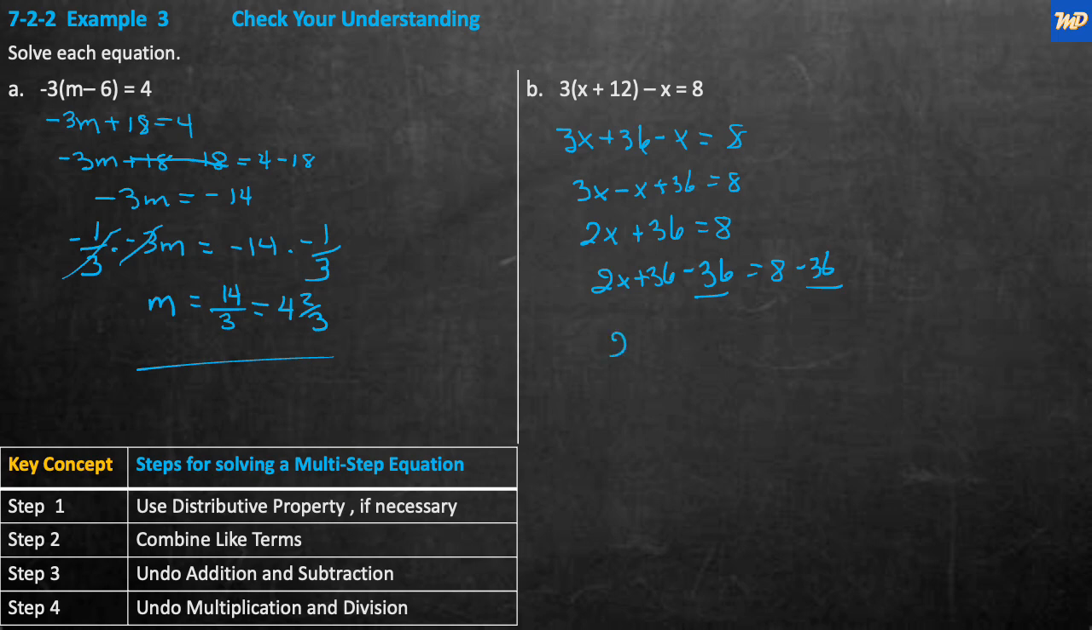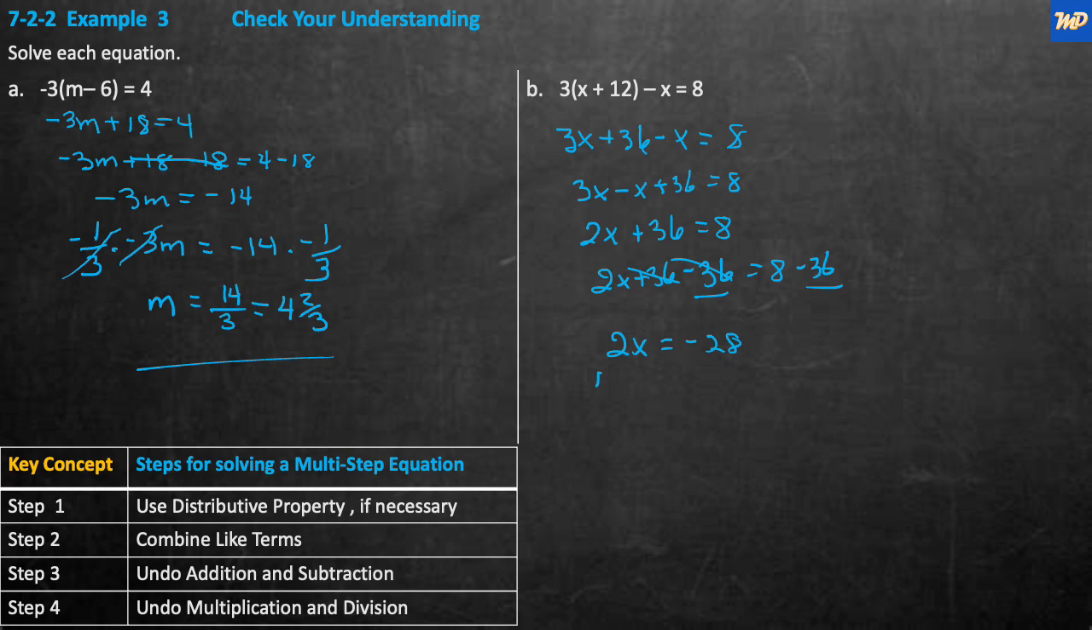So now we're left with the 2x. The 36 is canceled. And now that equals 8 minus 36. Well, 8 minus 36 is going to be minus 28. So now we have to undo the division and multiplication to get the x by itself.